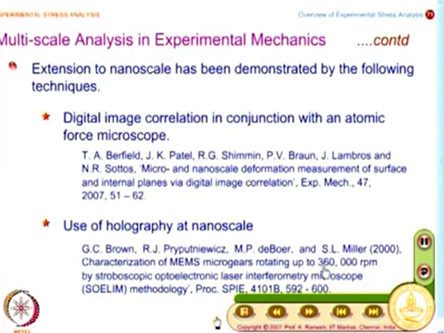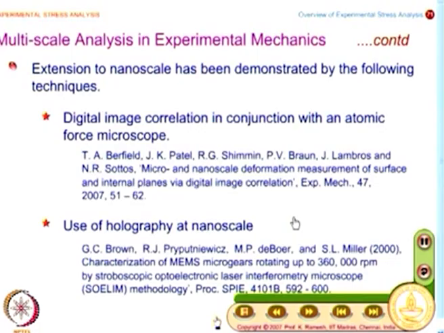So, it is very interesting. I thought that you should know it is not a few thousand RPM, it is 3,60,000 RPM, very high speed rotating gears. So, here again this is in the Proceedings of SPIE. So, you write that 4101B, these are all online accessible. So, write the lead author, year and then go in for the reference.